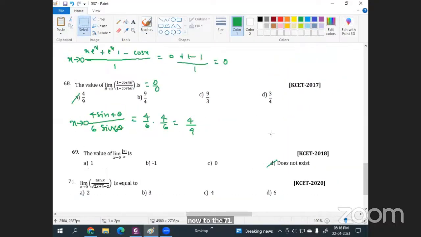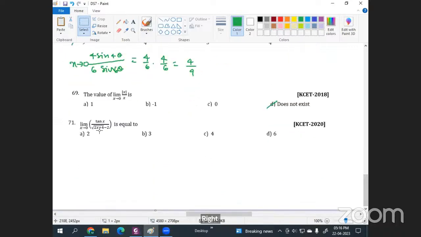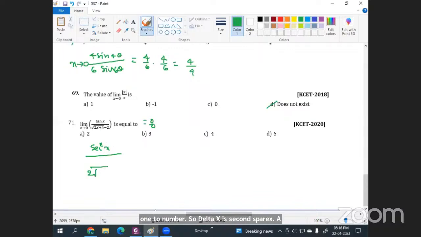Limit x tends to 0, tan x by root of 2x plus 4. You are getting 0 by 0. Apply L'Hospital rule. The derivative of tan x is secant square x. The derivative of the denominator is 2 root 2x plus 4 in the denominator, then the derivative of 2x plus 4 is 2, which gives secant square 0 by 2 root 4 times 2. You substitute, 2 will get cancelled. Then put x equal to 0, you get 1 by 1 by 4, that equal to 2. So the first option is the answer.